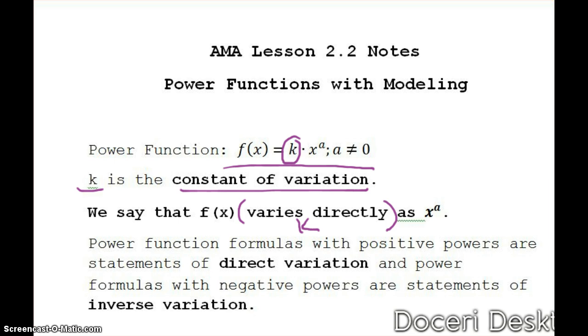It says power function formulas with positive powers, so where a is greater than 0, are what we call direct variation, and power formulas with negative powers are statements of inverse variation, and we'll look at those two different kinds of functions there.